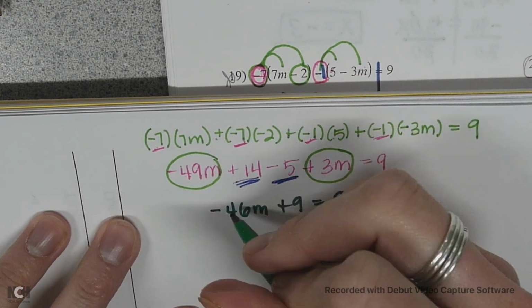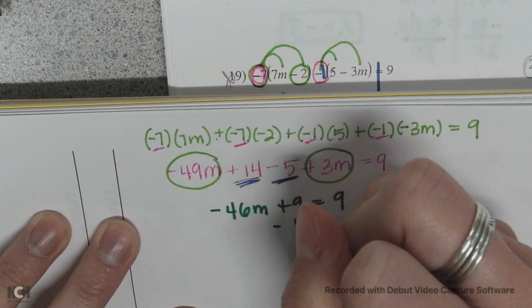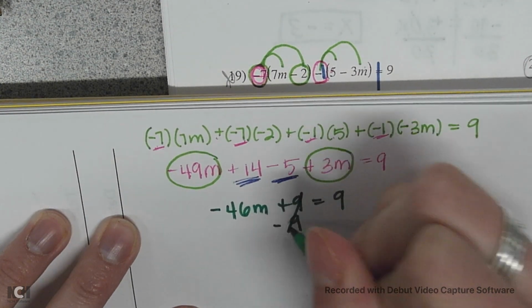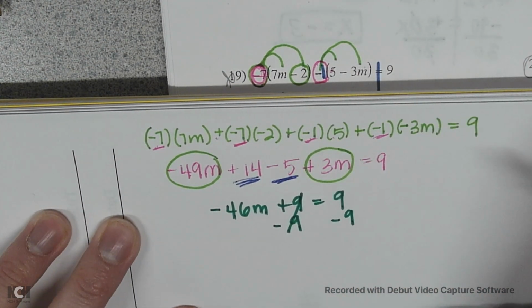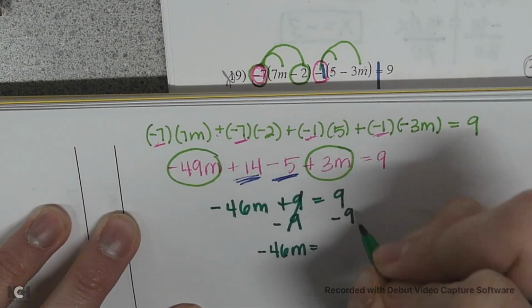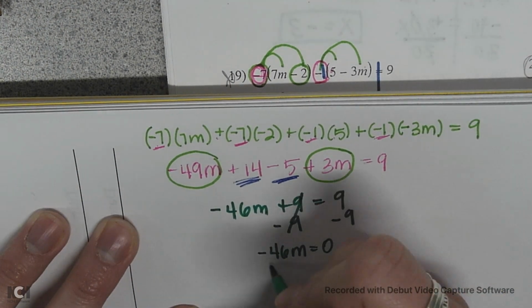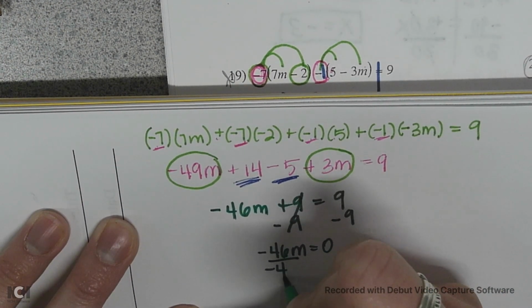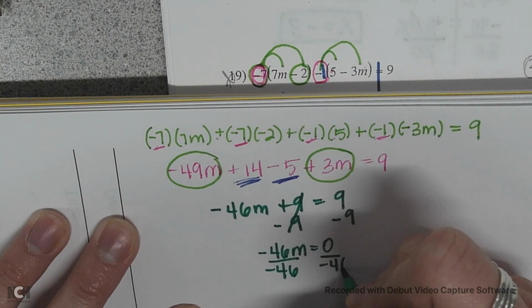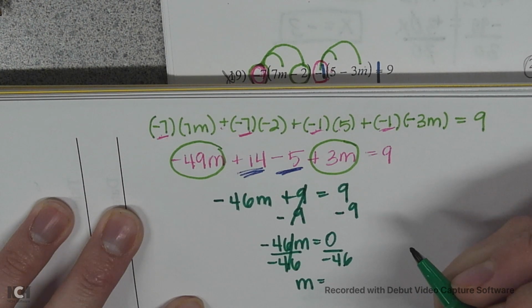Okay, now we have a cute little two-stepper. We need to get the 9 away from our -46m, so the opposite of +9 is -9. What we do to one side, we must do to the other, so we're going to subtract 9 over here. We're left with -46m equals 0. Our last step is to get rid of the -46 in front of our m, so we're going to divide each side by -46, and anything divided by 0 is 0.